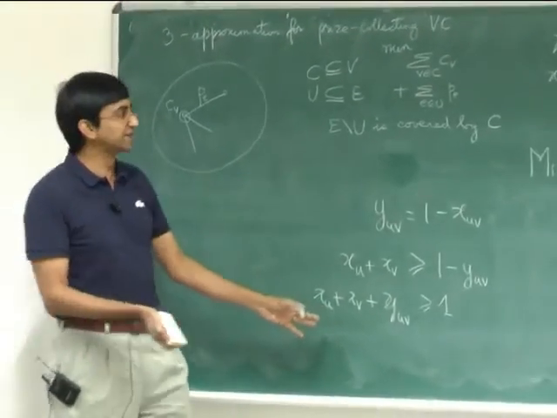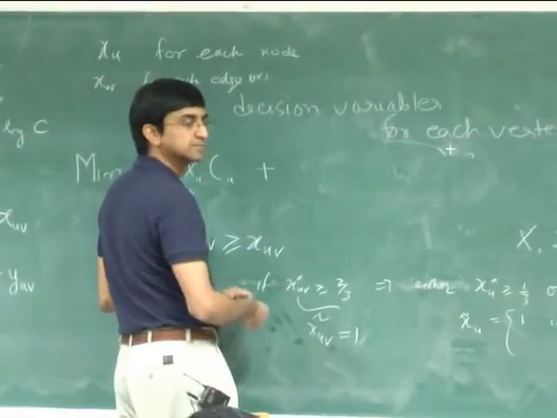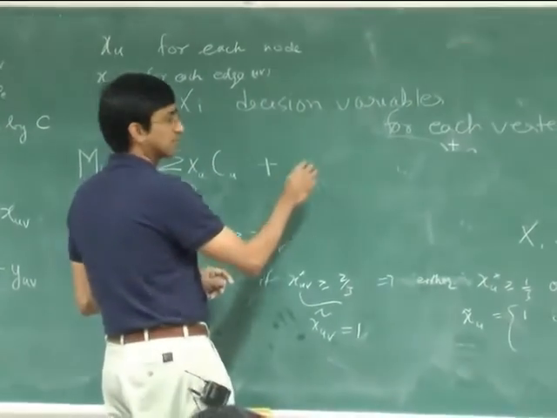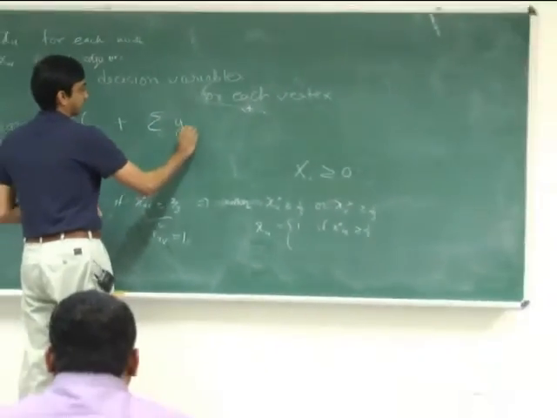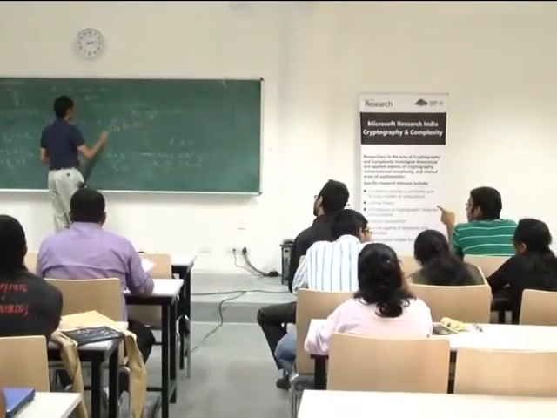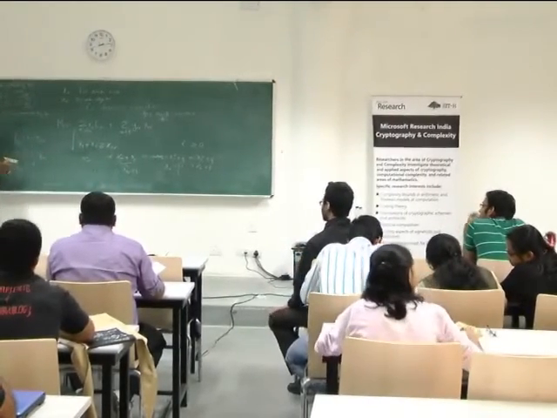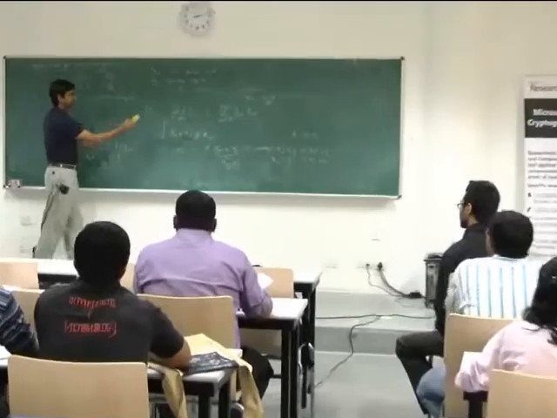Let me just rewrite it here. YUV times PUV is what we are paying. That is PUV times 1/3. So let me finish my description of this algorithm. Let me do it again here.